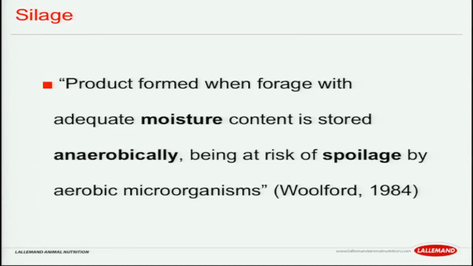So the ensiling process is a naturally occurring process. We chop the forage, bring it to the silo, seal it, and it will become silage some way, somehow. But we want to make sure that this process will be very efficient and we save most of the dry matter, nutrients, and create a stable product.